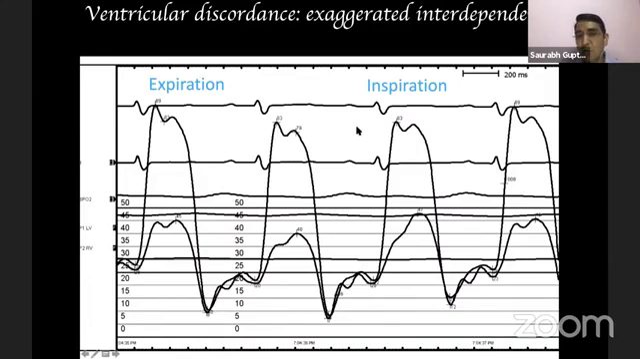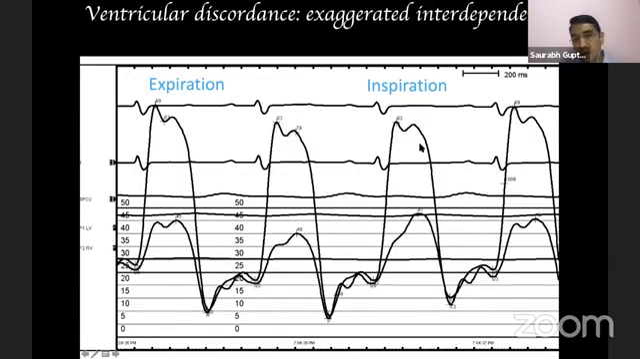What else is obvious here is that during inspiration, the left ventricular pressure has reduced from nearly 90 to 80, while the right ventricular pressure has increased from 40 to 47, or maybe say 50. So this is what we call respiratory variation or exaggerated ventricular interdependence or ventricular discordance. It means that the left ventricular pressure and the right ventricular pressure are out of sync. They are 180 degrees opposite to each other. When during inspiration RV pressure is increasing, the LV pressure is reducing.